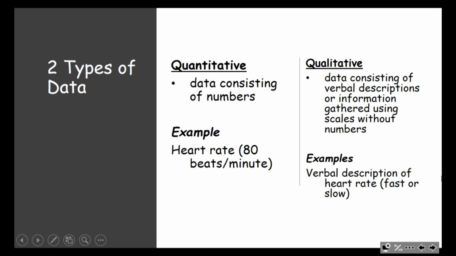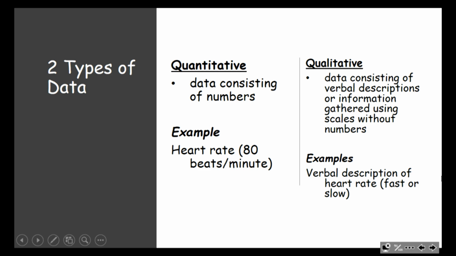Okay, so quantitative data is data consisting of numbers. So an example for this, based off of our previous example, would be your heart rate. That's like 80 beats in a minute. That's something that we can count, and it's dealing with a number, so we would say that it's quantitative. A different type of data is called qualitative. Qualitative data consists of verbal descriptions or information gathered using scales without numbers. So an example of qualitative data might be the verbal description of the heart rate. So you could say that the heart rate was fast or slow, it was steady, or it was bounding.